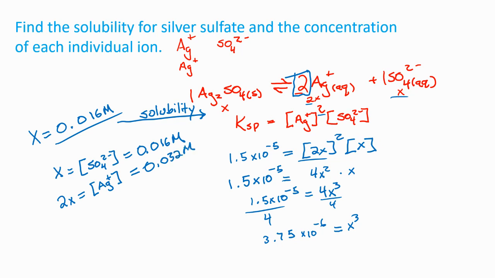Now, I'm not confident that my calculator is all that great, or at least I'm not great with it. So if I wanted to check my work, here's what I would do. I would just plug those numbers back into the equation. So I would say Ksp is equal to 0.032, Ag plus concentration, squared times 0.016. And if we're lucky, we should get our Ksp value or close to it. So I'm going to say 0.032 squared times 0.016. And I got Ksp is equal to 1.6 times 10 to the minus 5.